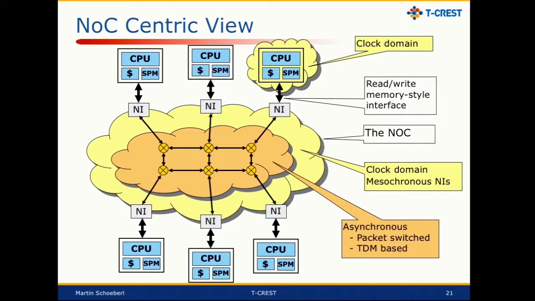What I learned in this project, a new term, mesosynchronous clock domain. Do you know what mesosynchronous means? I used to.